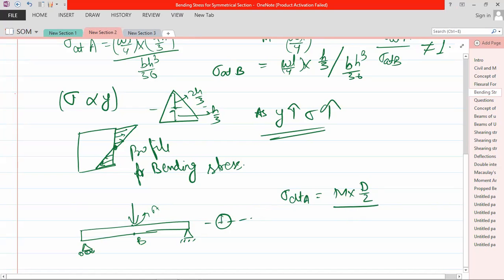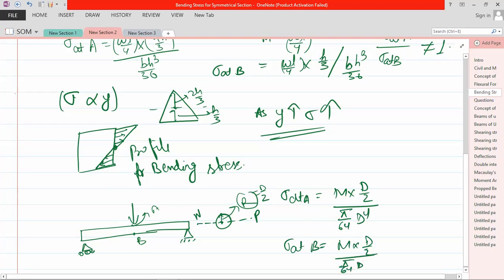the top fiber is at distance from the neutral axis r, that is equal to d by 2, divided by the moment of inertia about the neutral axis. What is the moment of inertia? It is pi by 64 d raised to the power 4. Now sigma at B is M into d by 2 upon pi by 64 d raised to the power 4.